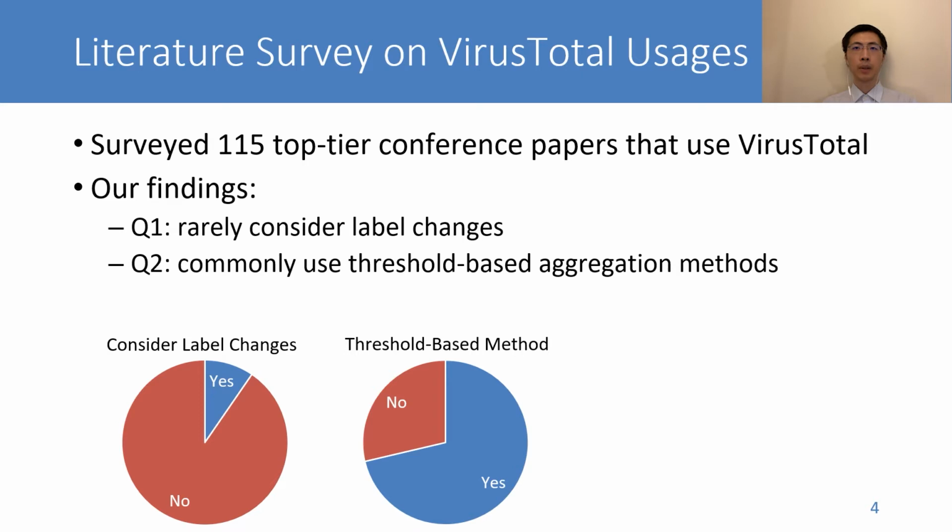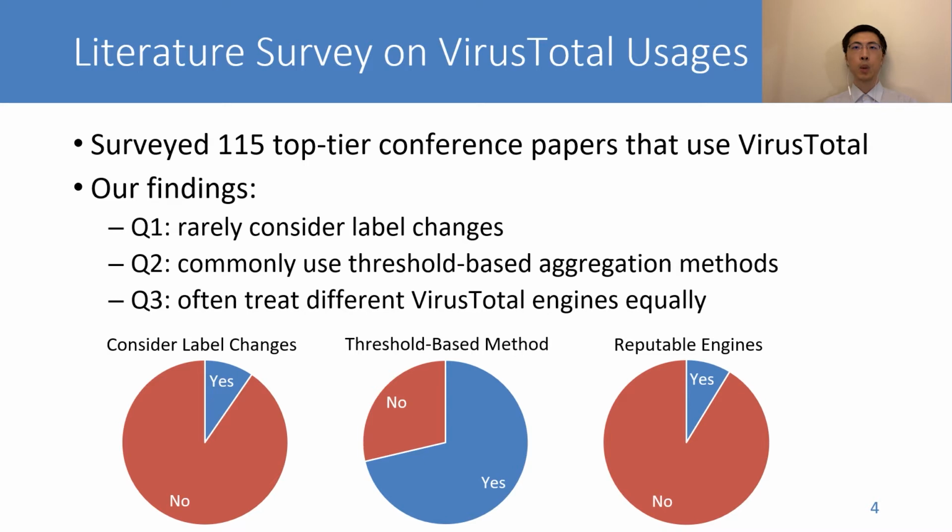When researchers choose T as a threshold, they will consider a file malicious if T or more engines detect the file as malicious. Third, in most papers, researchers believe different engines are equally trustworthy, and only in a few papers, the authors handpicked a small set of reputable engines.